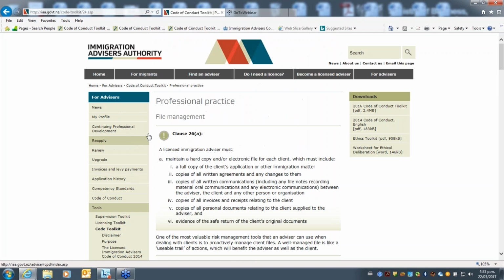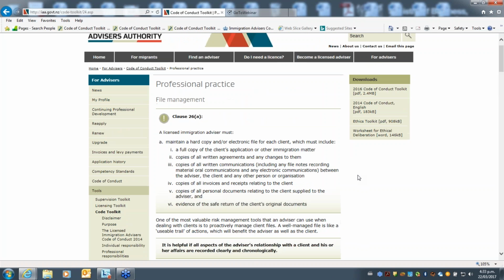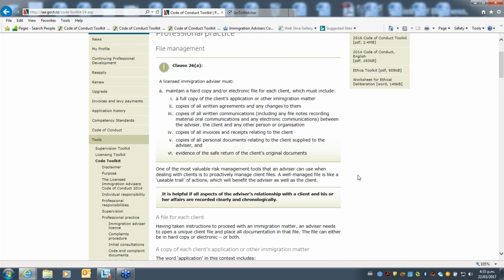File management. So this is another really important area of work, and as I've said in regard to some of the other areas, people aren't complaining because you haven't kept a written record of a conversation. That's not the reason they're complaining. They're complaining because things have gone wrong, services haven't been delivered, or expectations haven't been met. And then often when we look into those complex complaints where things have really gone wrong, we see that there aren't any records, or there aren't sufficient records.